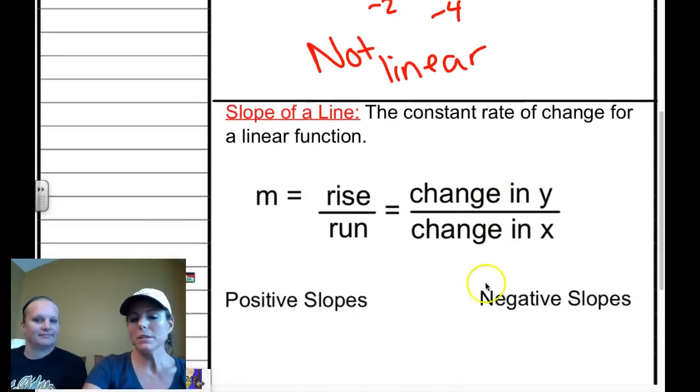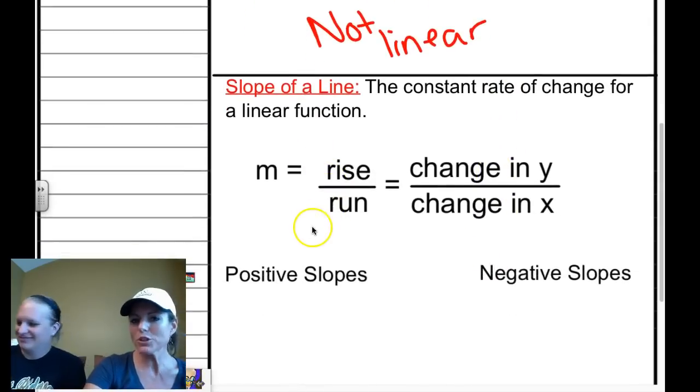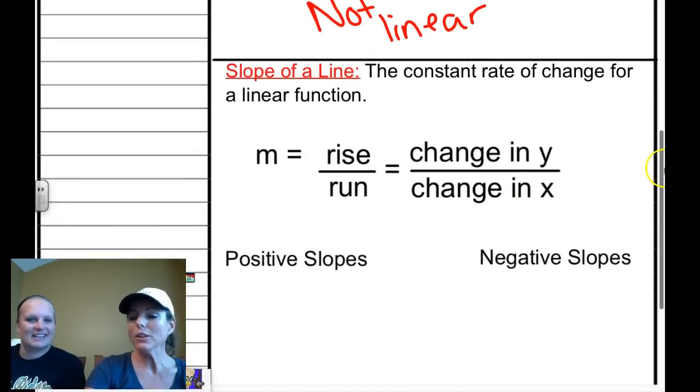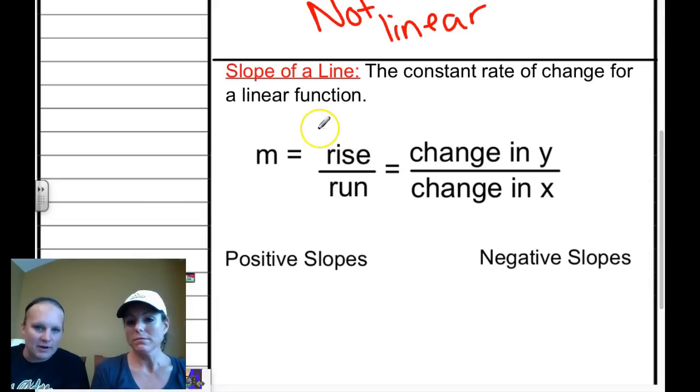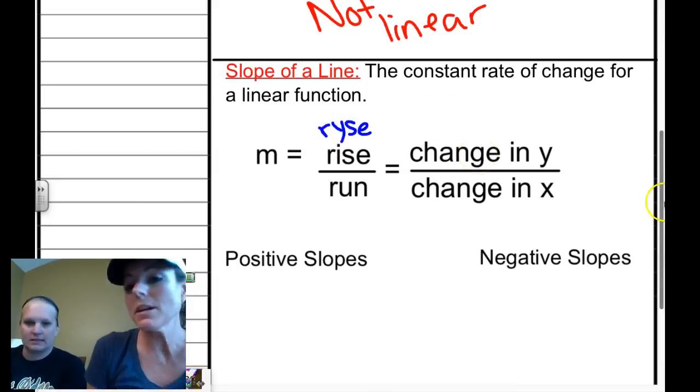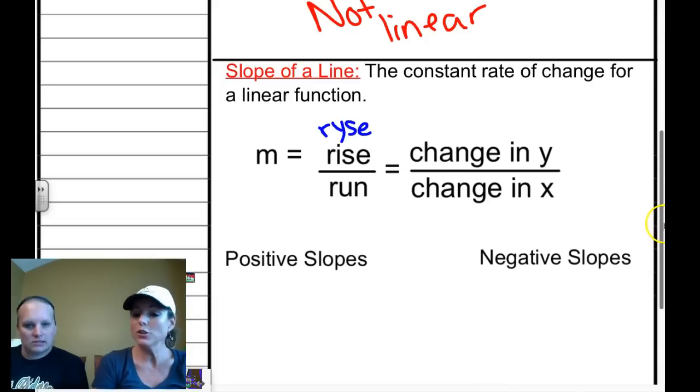Well, look at this. Ms. Boyd already talked about slope of a line, and look at what else. It tells us the slope is m. That's our m value. And it's rise over run. Again, you can always write it R-Y-S-E, so you remember y's go on top. And that is the same as change in y over change in x.